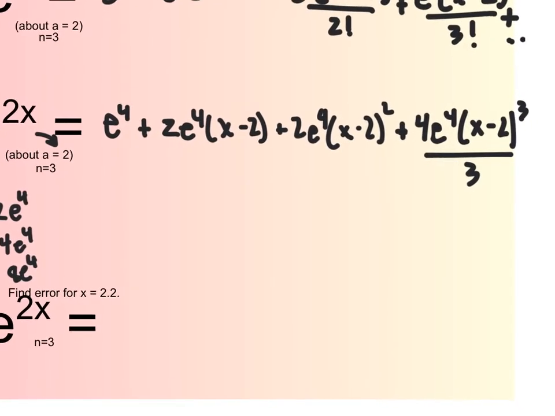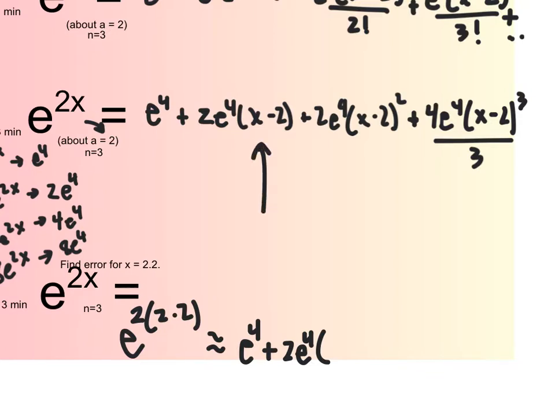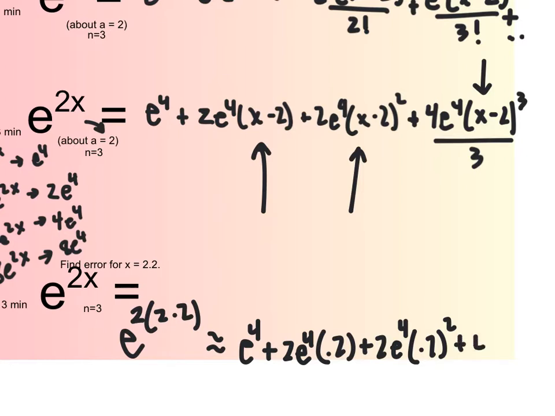Okay, so let's see, how would we go about doing that? Here's what we would do. If we wanted an estimation for e to the 2 times 2.2 using our polynomial, that would be e to the fourth plus the second term, which would be 2e to the fourth times, of course here I'm going to put 2.2 in each time, so it would be 0.2, plus 2e to the fourth times 0.2 squared plus and so on, 4e to the fourth times 0.2 cubed over 3.